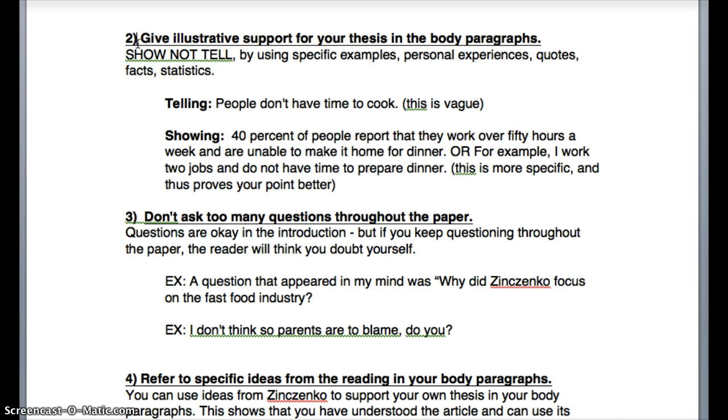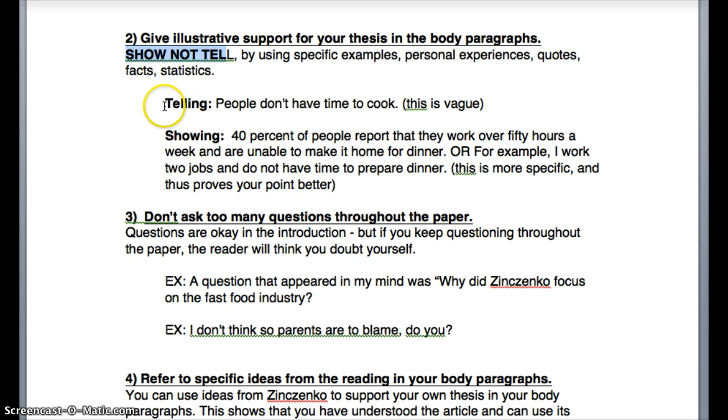Give illustrative support for your thesis in the body paragraphs. This is something that's very important. Show, do not tell, by using specific examples, personal experiences, quotes, facts, and statistics. A lot of people just vaguely stated their claims, but they didn't offer any examples or quotes or specific evidence to back it up.